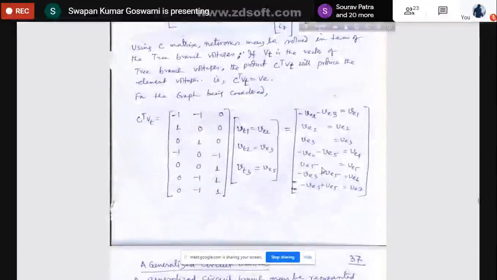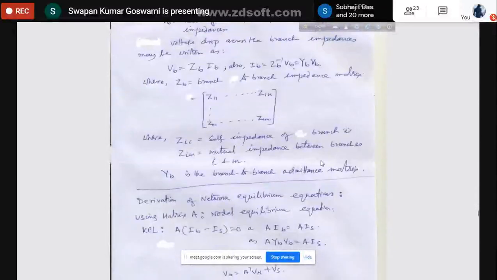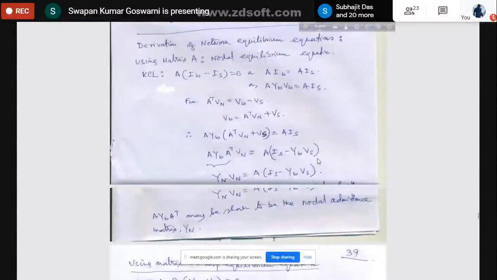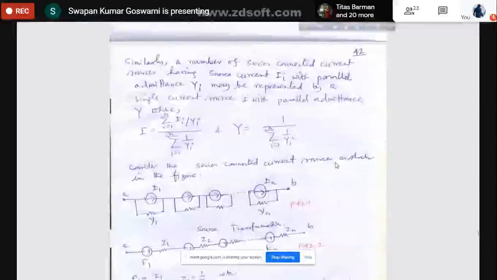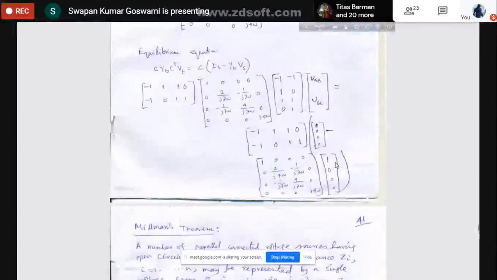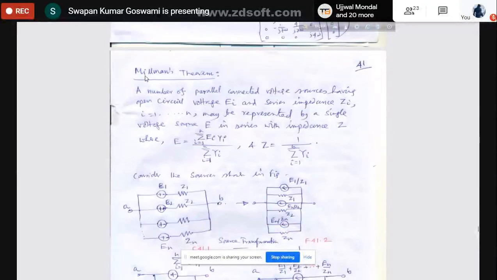When I discuss, you will see that some of the things you already know. Okay, that means the knowledge required to understand this is already known to you. We shall now discuss this in a formal manner. This is the thing basically. Okay, so what I shall do is discuss some theorems which I have not discussed previously in this course. So that theorem is Millman's theorem.